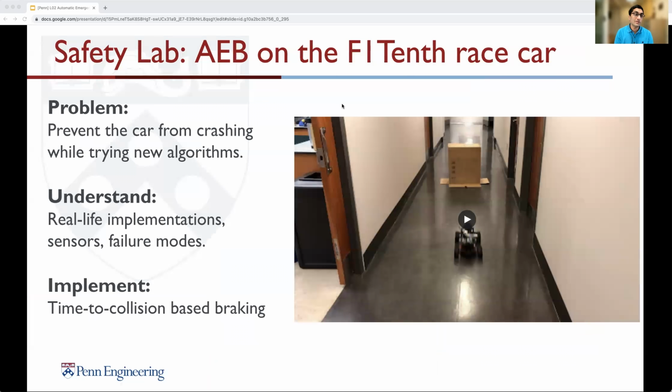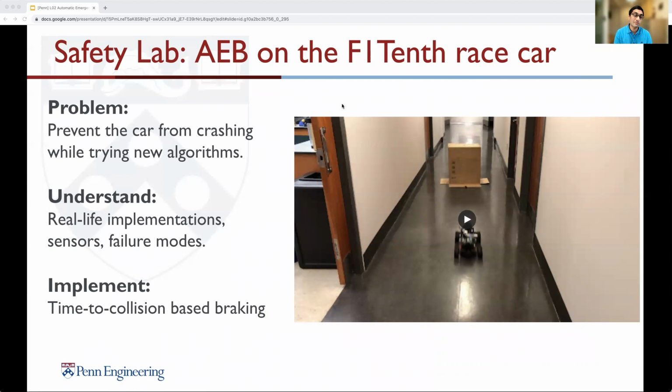So what you will do in this upcoming lab is implement AEB in the F1TENTH race car. And you'll prevent the car from crashing by trying out new algorithms. You'll understand the nuances in real-life implementations of capturing the sensor data and different failure modes, and the maximum speed up to which your AEB works, and anything faster than that is not able to respond fast enough or brake fast enough.